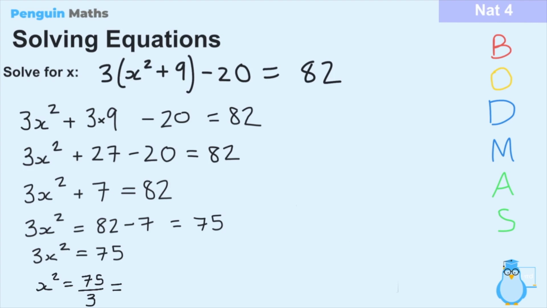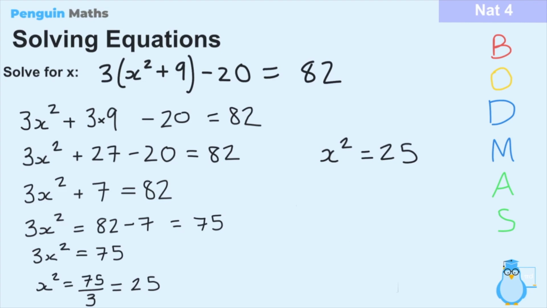Now what we have to do is solve 75 divided by 3, and we know that 25 goes into 75 3 times. We have 25, 50, then 75, that's 3 times. So 75 divided by 3 is 25. So then we're left with x squared is equal to 25.